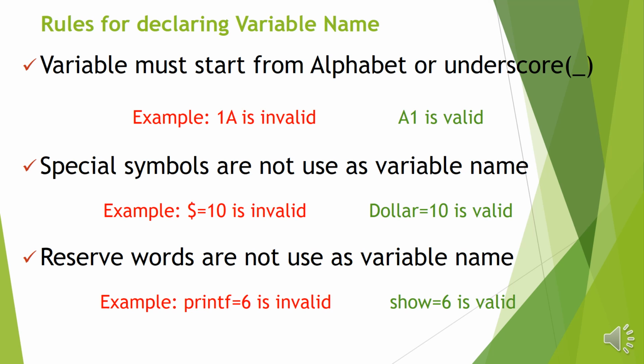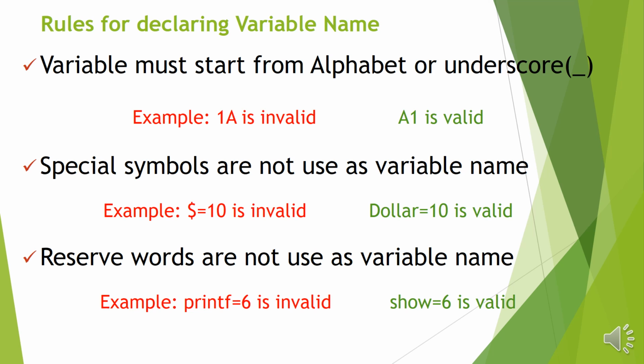Special symbols are not used in variable names. Here I declare, for example, $ = 10. It means dollar is a sign, so it is invalid. The valid variable name is dollar = 10, meaning DOLLAR equal to 10, not a symbol.